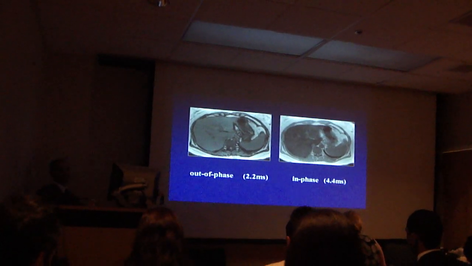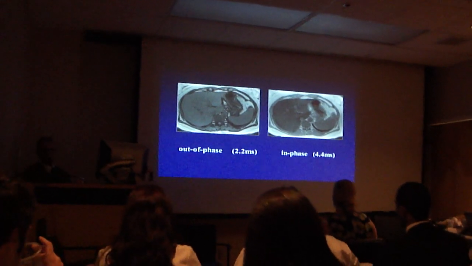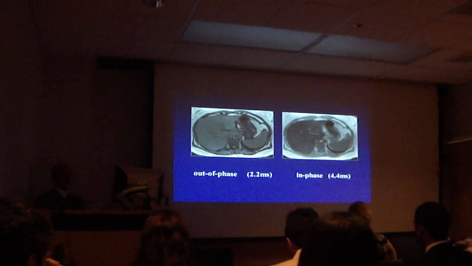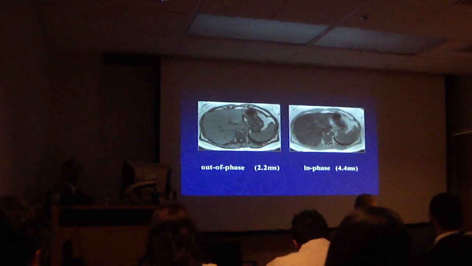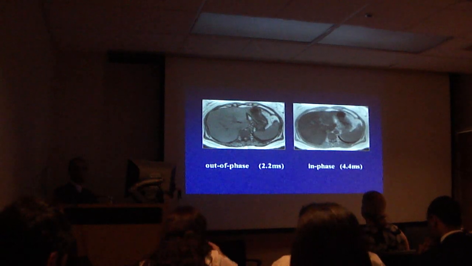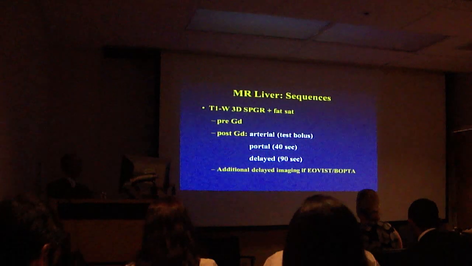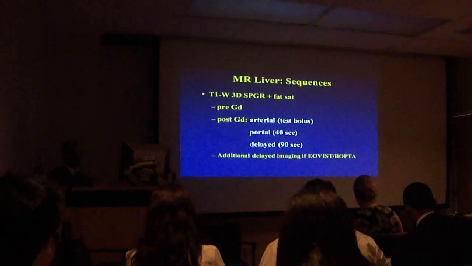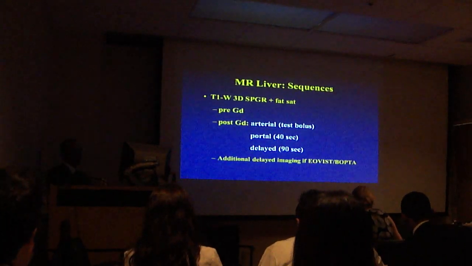But what happens is, as you wait for the longer echo, the susceptibility effect from the iron or heavy metals causes local inhomogeneities within the magnetic field and loss of signal, and that is what causes a loss of signal on the longer echo. MRI liver sequences, we do spoiled gradient echo 3D images with fat sat. As I describe the images, I'll talk about that.